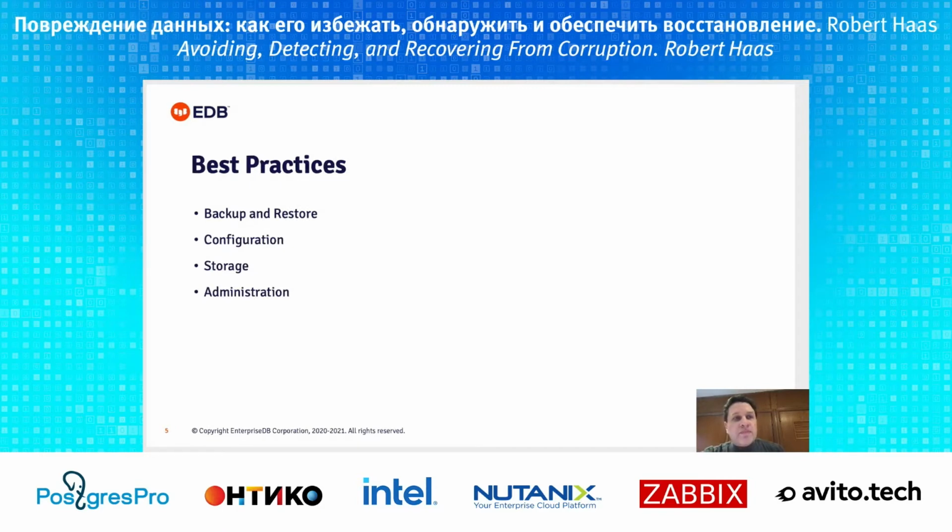So we're going to talk about best practices for detecting and avoiding corruption. Of course, you can't completely avoid corruption, no matter what you do, and you can't be completely sure of detecting corruption, no matter what you do, but there are things that you can do to improve your chances. So I've grouped some of the best practices into 4 areas, and we'll just go through each one individually.